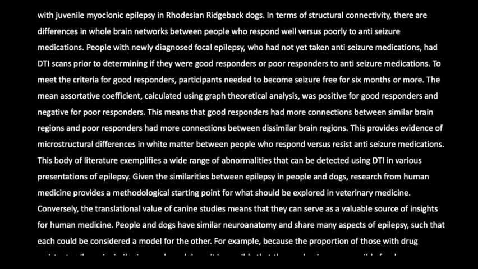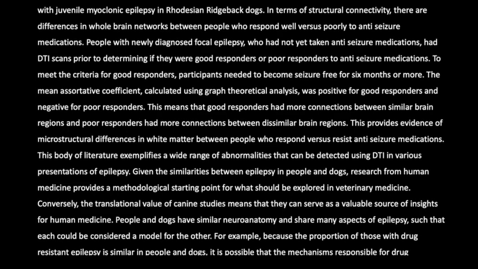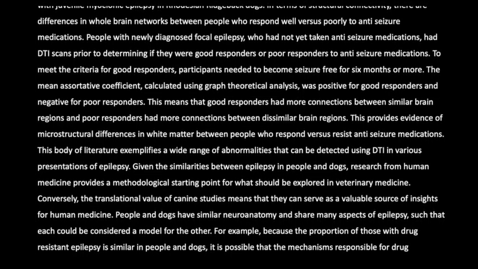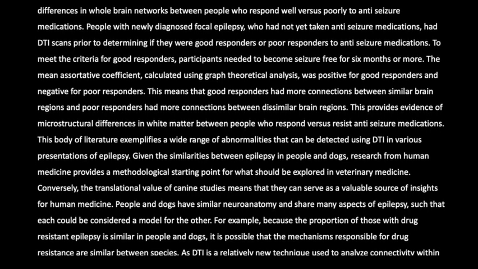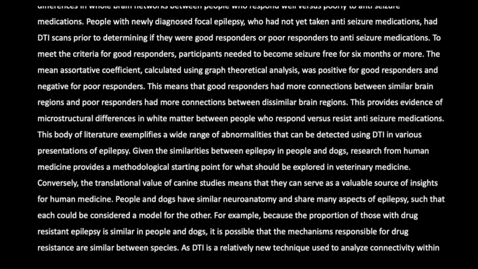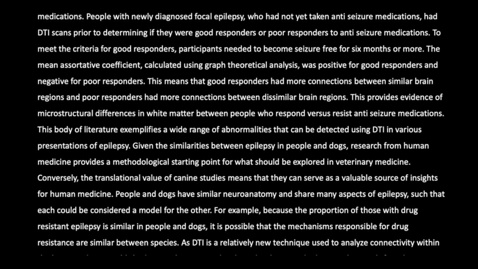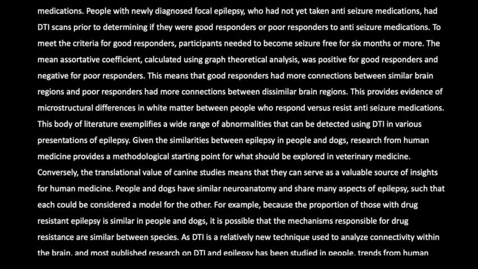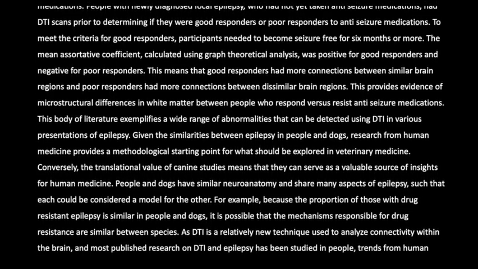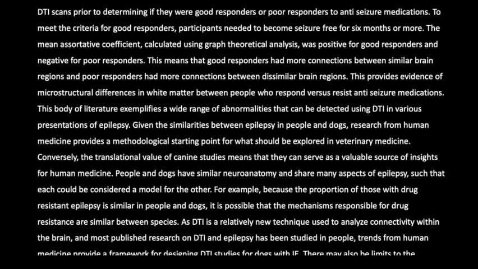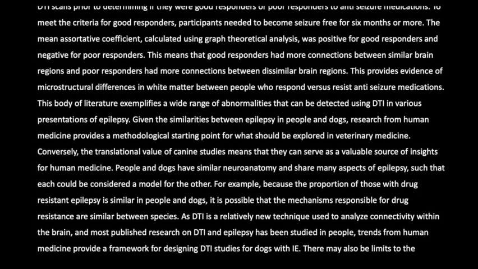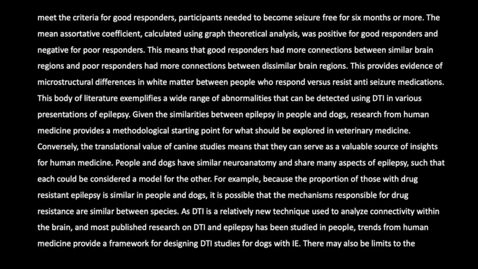The mean assortative coefficient, calculated using graph theoretical analysis, was positive for good responders and negative for poor responders. This means that good responders had more connections between similar brain regions and poor responders had more connections between dissimilar brain regions. This provides evidence of microstructural differences in white matter between people who respond versus resist anti-seizure medications.